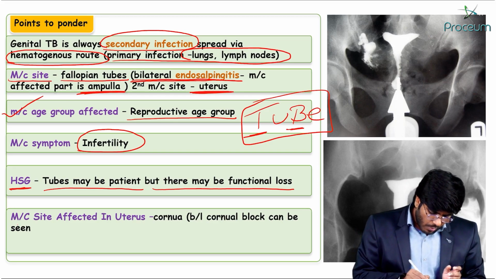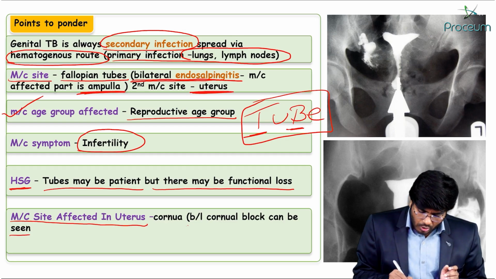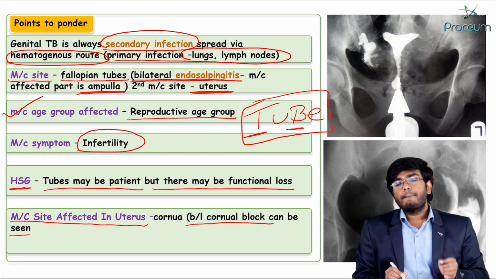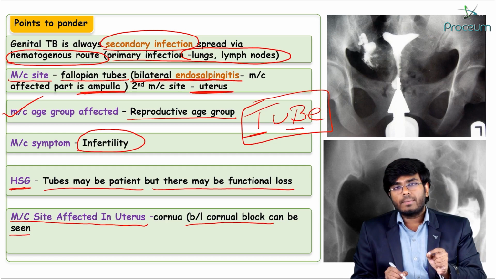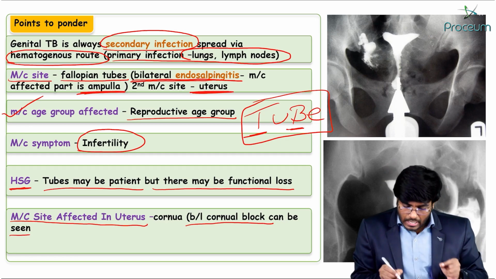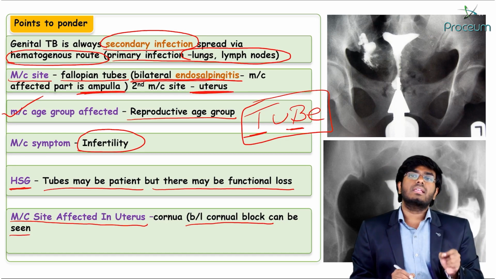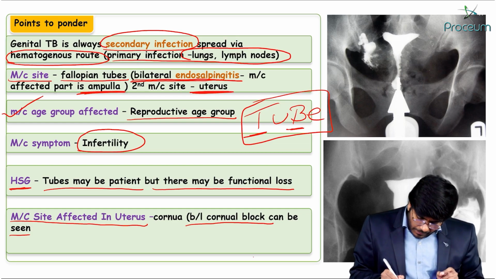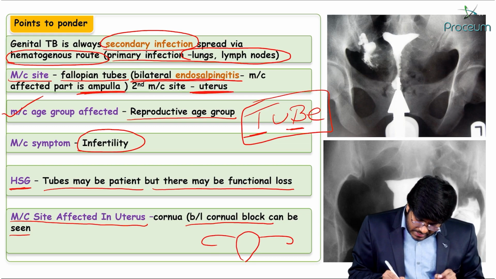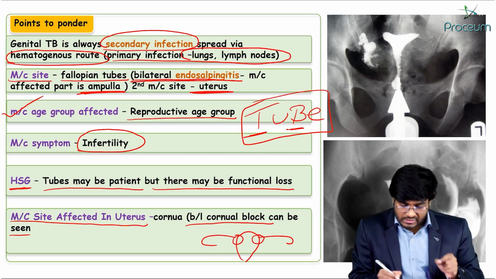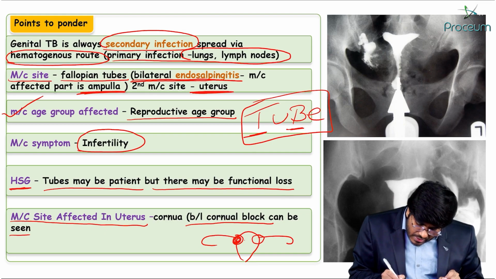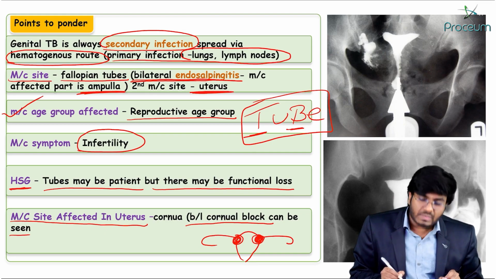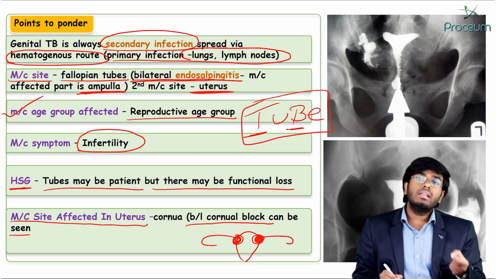Okay, now the most common site affected in the uterus is the cornua. See, the most common cause of bilateral cornual block is genital tuberculosis. What do I mean by that? For example, if this is the uterus, these are the fallopian tubes, this point is known as the cornua. Because of genital tuberculosis, these cornual regions will undergo blockage and spasms. So that can also cause infertility.